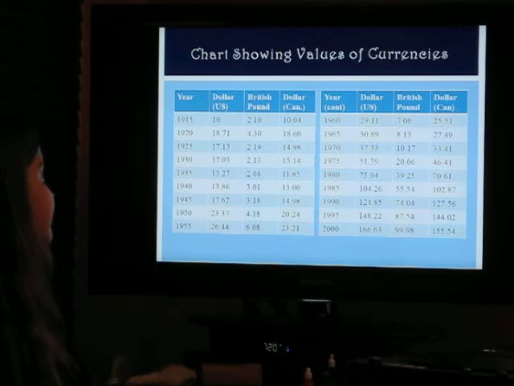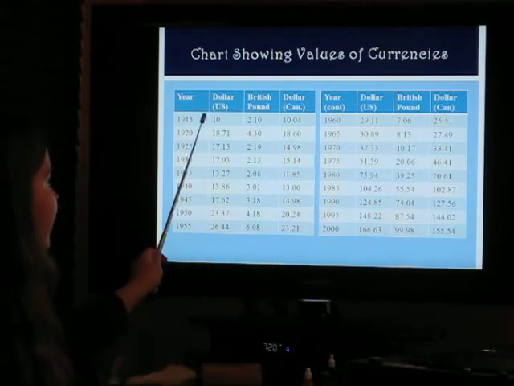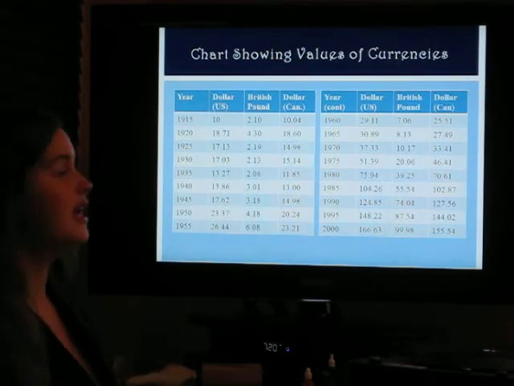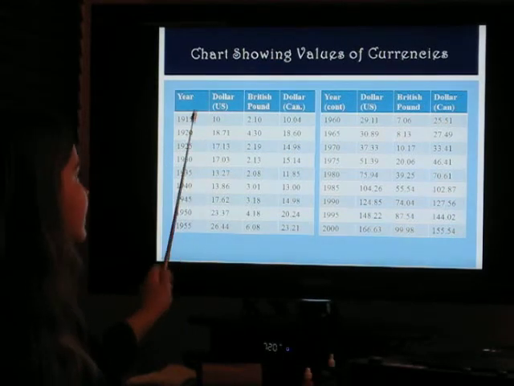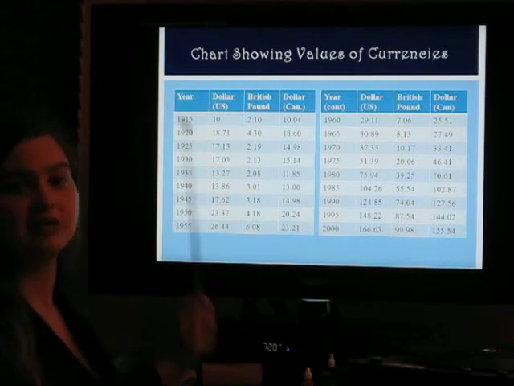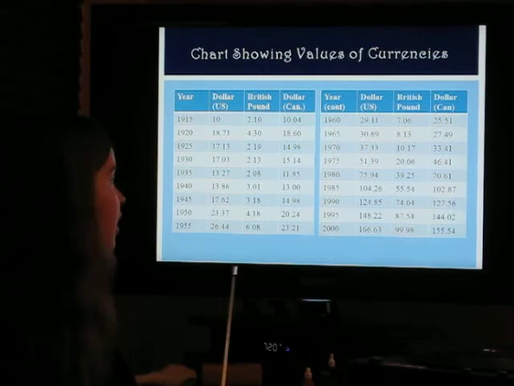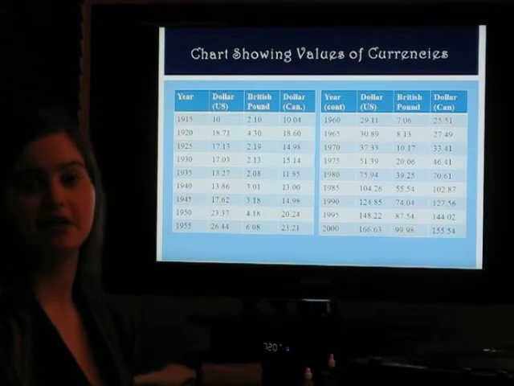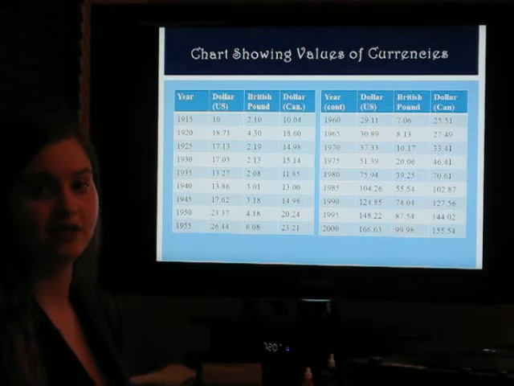So here is the data table, and running along here are the years. And then these are the dollars, the pounds, and the Canadian dollars. And so you can see in 1915 we start with a value of $10. And then in the same year we have 2.1 pounds. And 2.1 pounds in the year 1915 equaled $10. So then each value on here has the same value or buying power as the value of $10 in 1915.